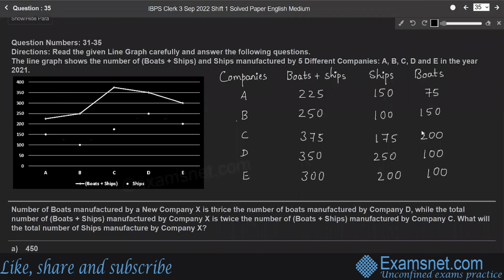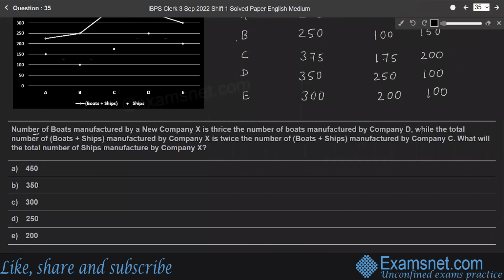Question 35. Number of boats manufactured by a new company X is thrice the number of boats manufactured by company D, while the total number of boats plus ships manufactured by company X is twice the number of boats plus ships manufactured by company C. What will be the total number of ships manufactured by company X?